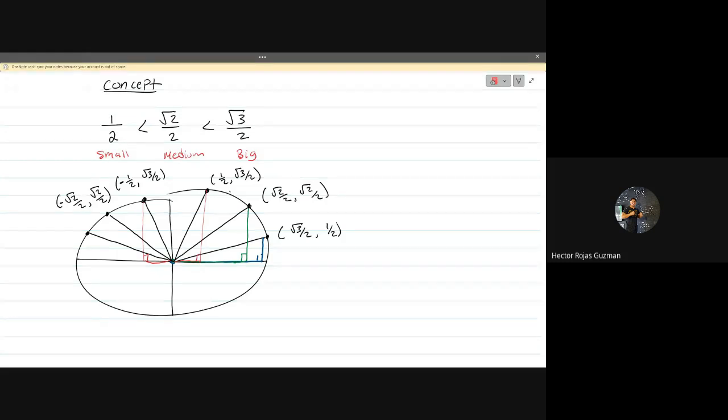Let me just tell you one more thing here. When you're dealing with angles in the third quadrant, your coordinates are going to be negative. On the fourth quadrant, your coordinates are going to be positive and negative.